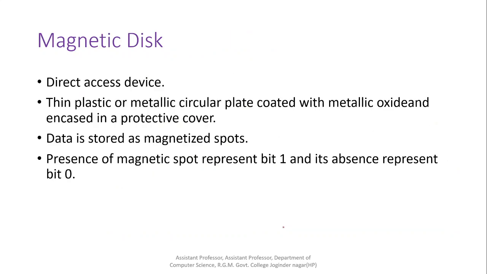Next type of secondary storage we have is magnetic disk, and a magnetic disk is a direct access storage device. It is a thin plastic or metallic circular plate coated with magnetic oxide, and it is encased in a protective cover. Data is stored on a magnetic disk as magnetized spots. The presence of a magnetic spot represents the bit 1 and its absence represents the bit 0.